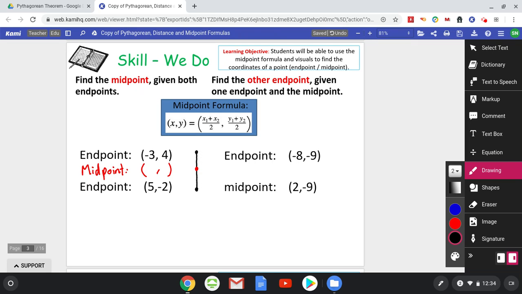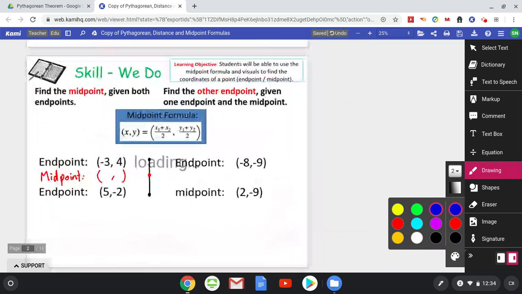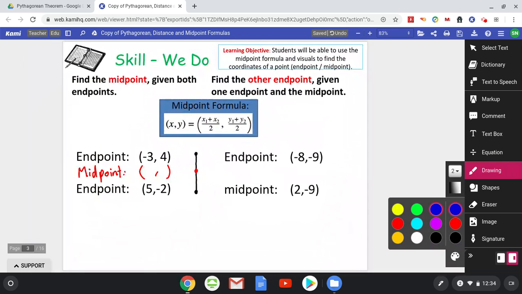So one way to approach this without using the formula is we have to figure out what the distance is between -3 and 5. So if you have a -3 and you have a 5, there's a 0 in between. From -3 to 0, the distance is 3. From 0 to 5, the distance is 5. Adding those two together lets me know that the total distance between -3 and 5 is 8.